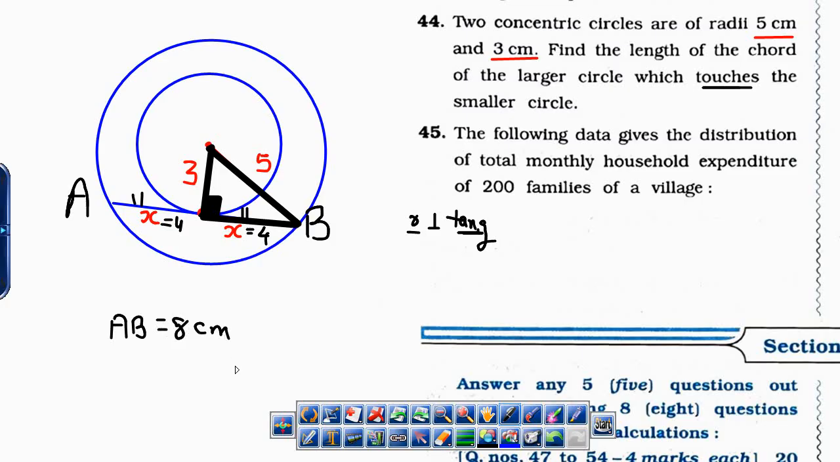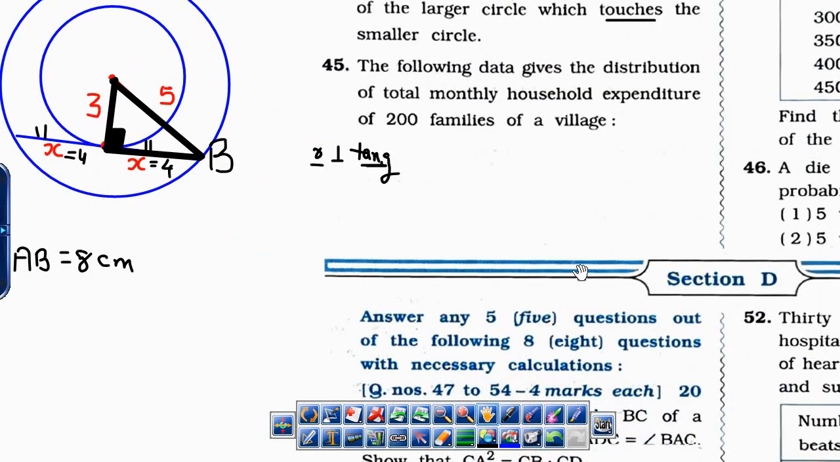Remember, we are solving here. If you want method, you can contact me directly or open your notebook. I am 100% sure we have written it in the notebook.